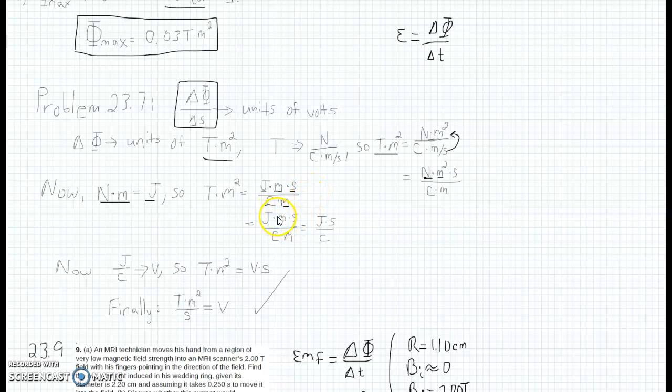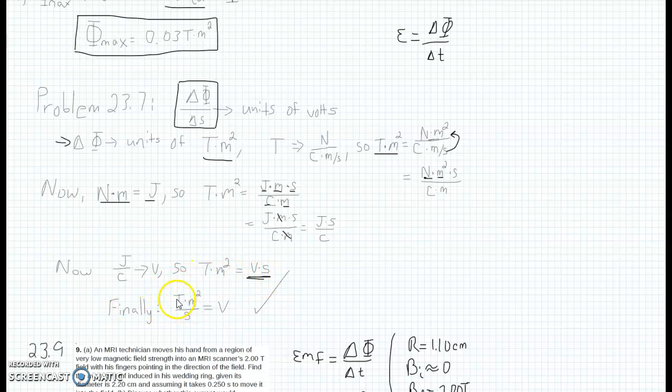But what I can do now is cancel out the meters, and I get joules times seconds per coulomb. But joules per coulomb is volts. So Teslas times meters squared actually turns out to be the same thing as volts times seconds. So the units on phi, or technically the change in phi, but that doesn't matter, since I'm subtracting, the units on change in phi and the units on phi have to be the same thing. So the units on phi, or delta phi, are volts times seconds.